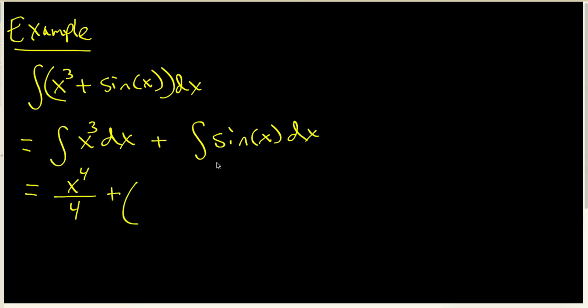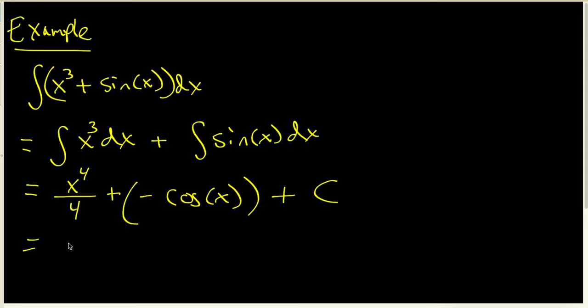And now I've got to find the antiderivative for this one, and the antiderivative for sine x is actually minus the cosine of x, because the derivative of cosine is minus the sine. So we have this minus sign popping up there. And then, of course, we add a constant of integration at the end of this.